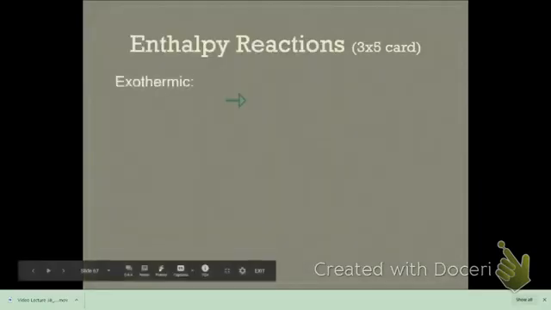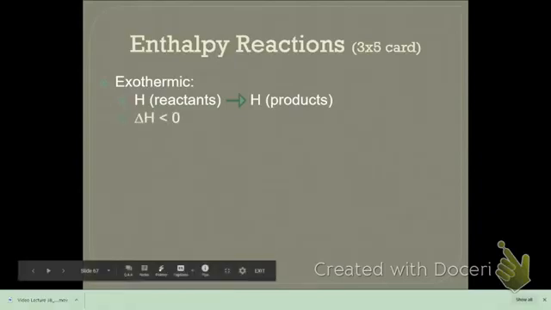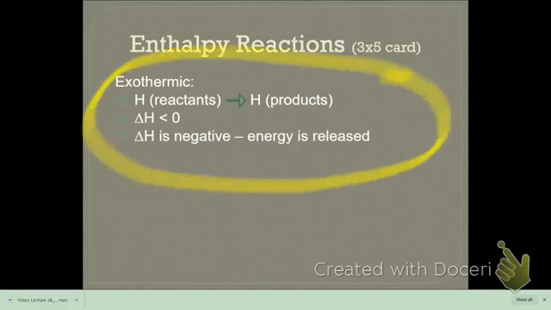So let's look at some enthalpies. This is a little bit of review. We already know that for exothermic reactions, of course you have the reactants and products, but if it's exothermic, we know that the delta H is less than 0. Therefore, the delta H's sign is negative and energy is released. You should know this already, but just in case you've forgotten, make sure you write that down and make sure you remember that.